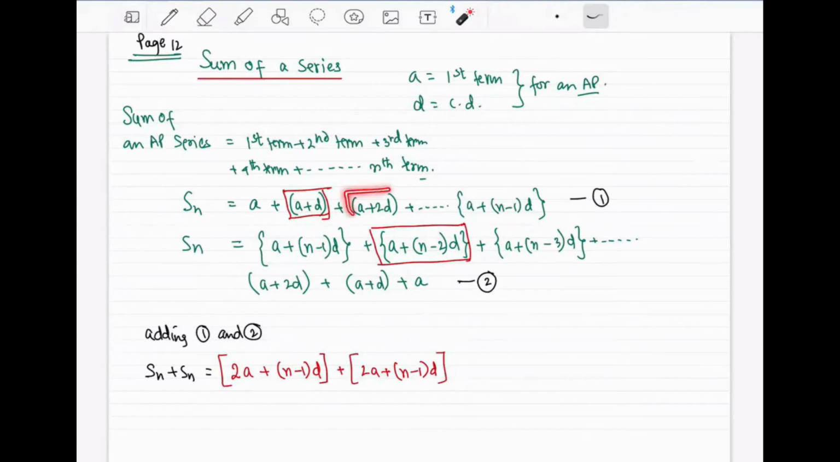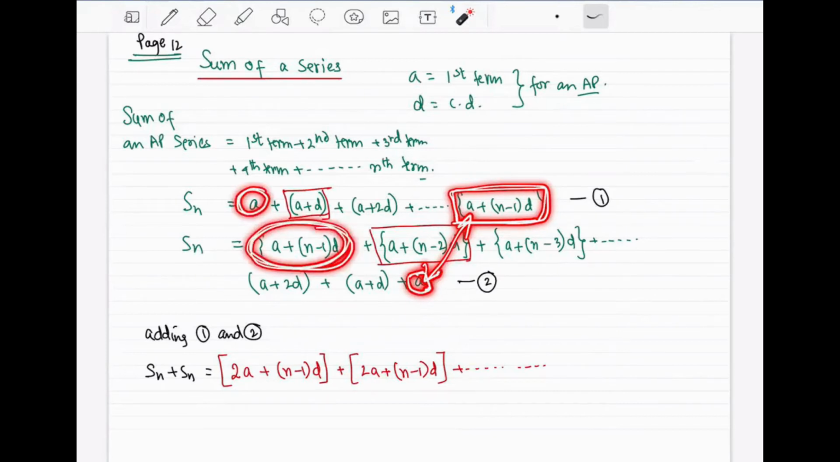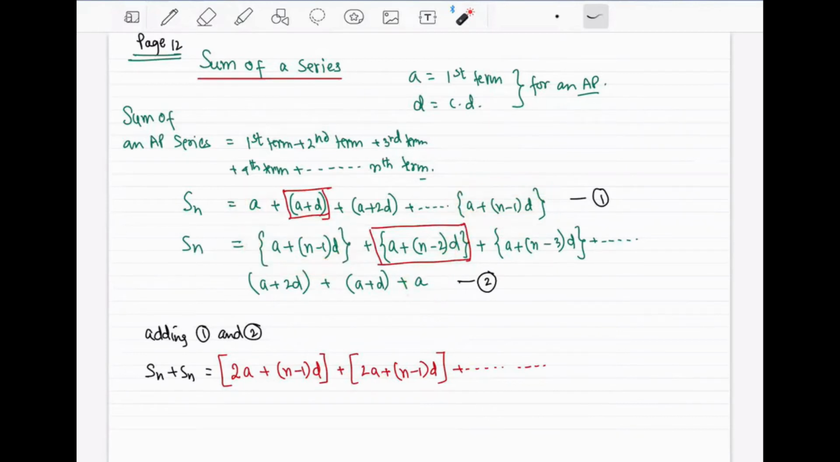If I add this third term here and the third last term, we will be able to replicate the same value. We will still obtain twice a plus n minus 1 d. You will continue to obtain twice a plus n minus 1 d until you add the last term in equation 1 and a here. If you add these two, it's the same value as adding this and this, right? What did we obtain? We obtained twice a plus n minus 1 d.